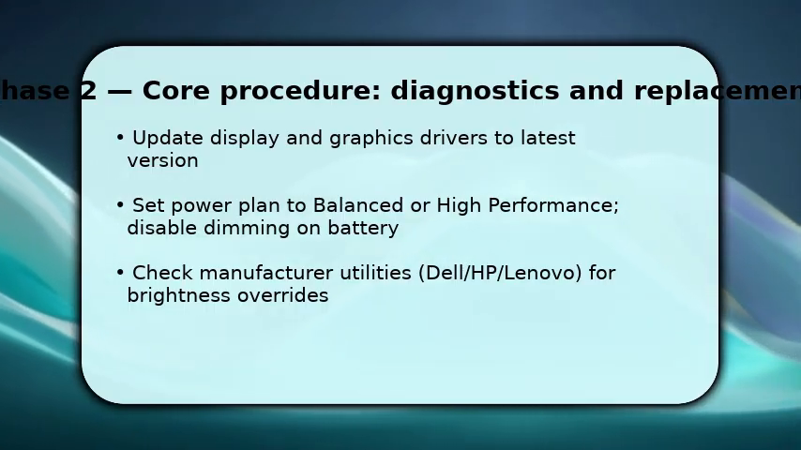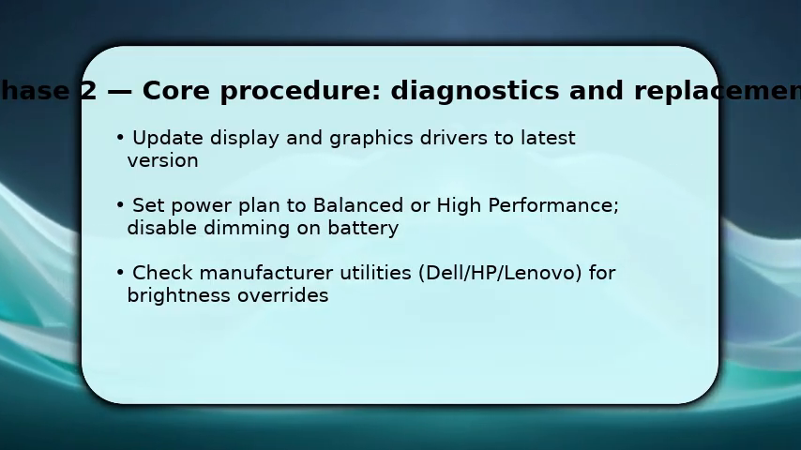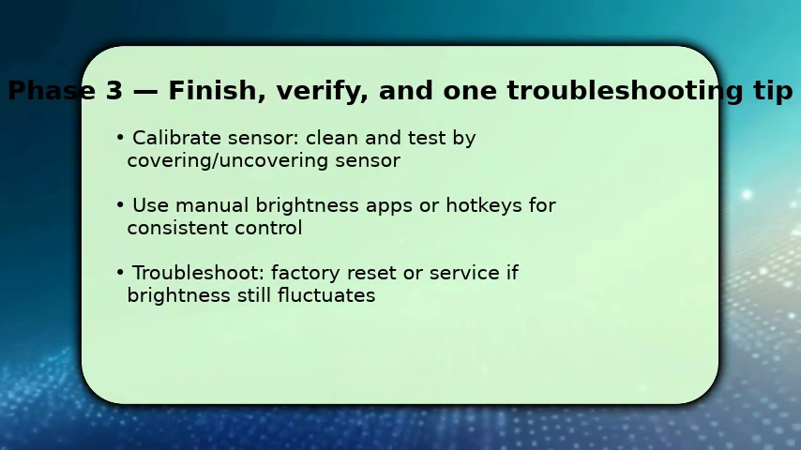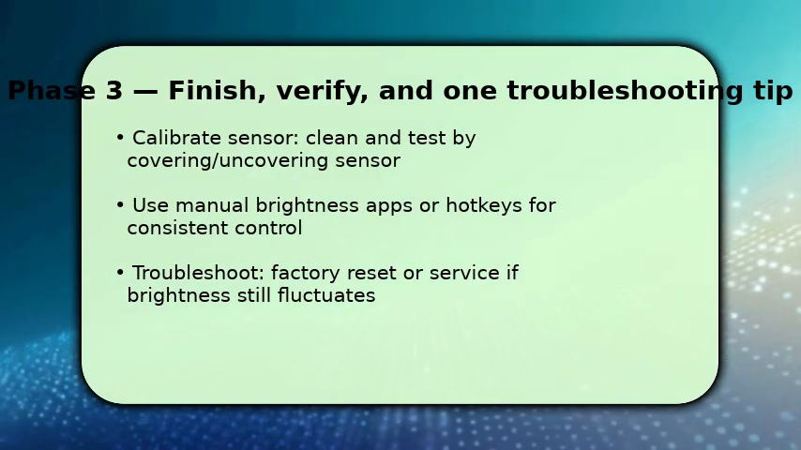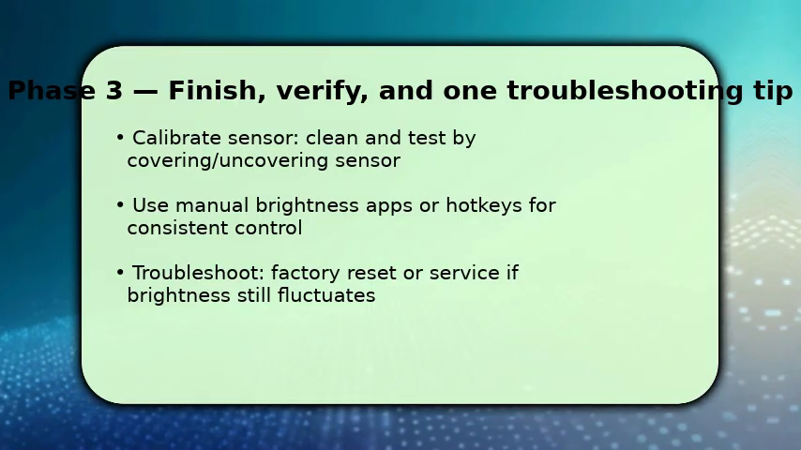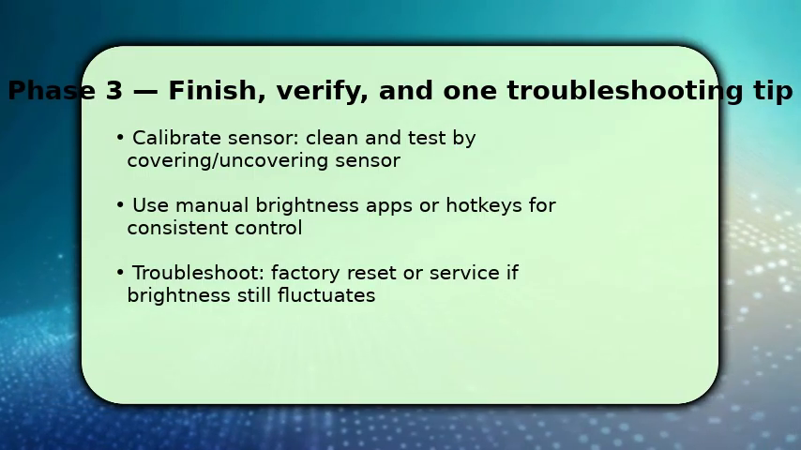Also inspect OEM utilities like Dell Power Manager or Lenovo Vantage. They can override Windows settings. Once done, reboot to finish by testing and calibrating the sensor. Clean the area, then cover and uncover it to see if readings change. This confirms sensor behavior.